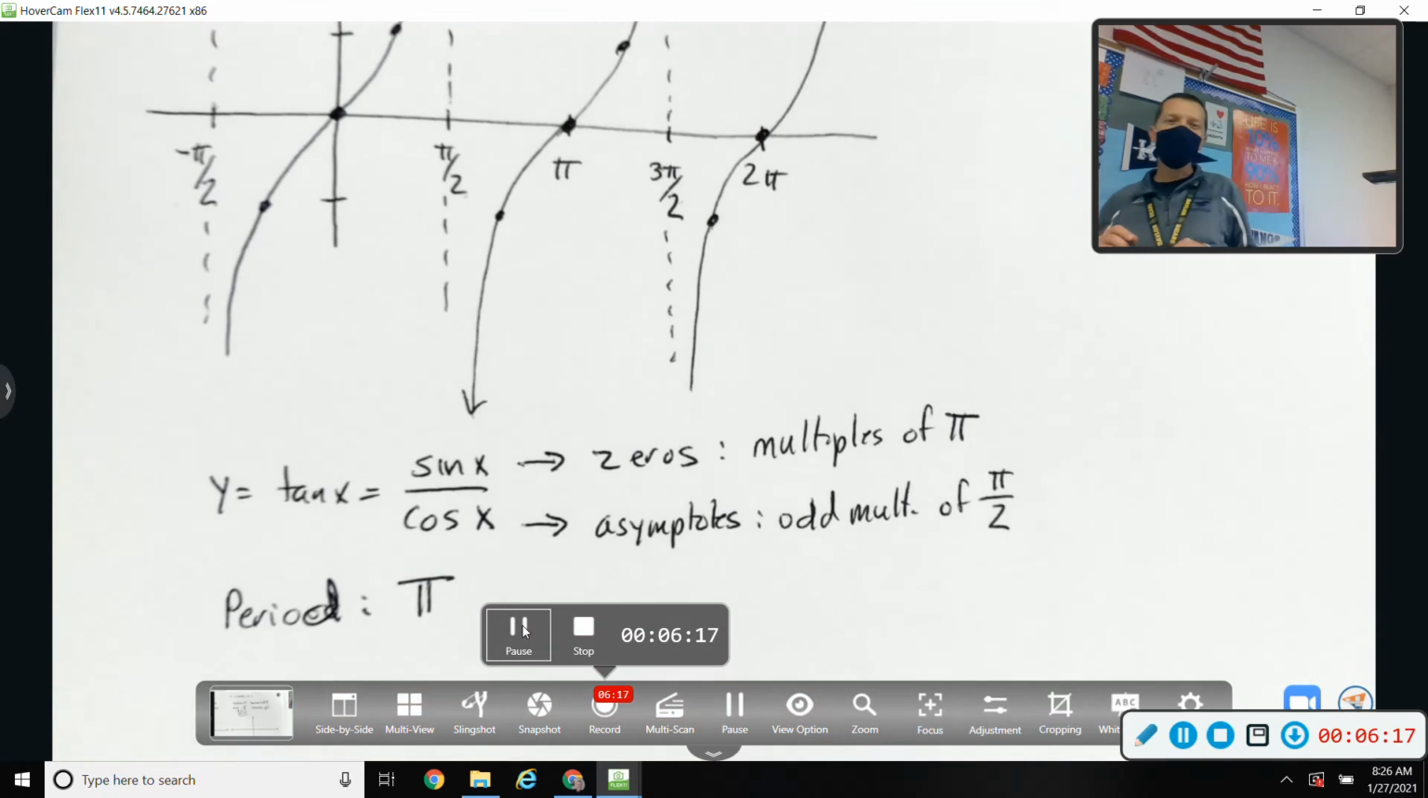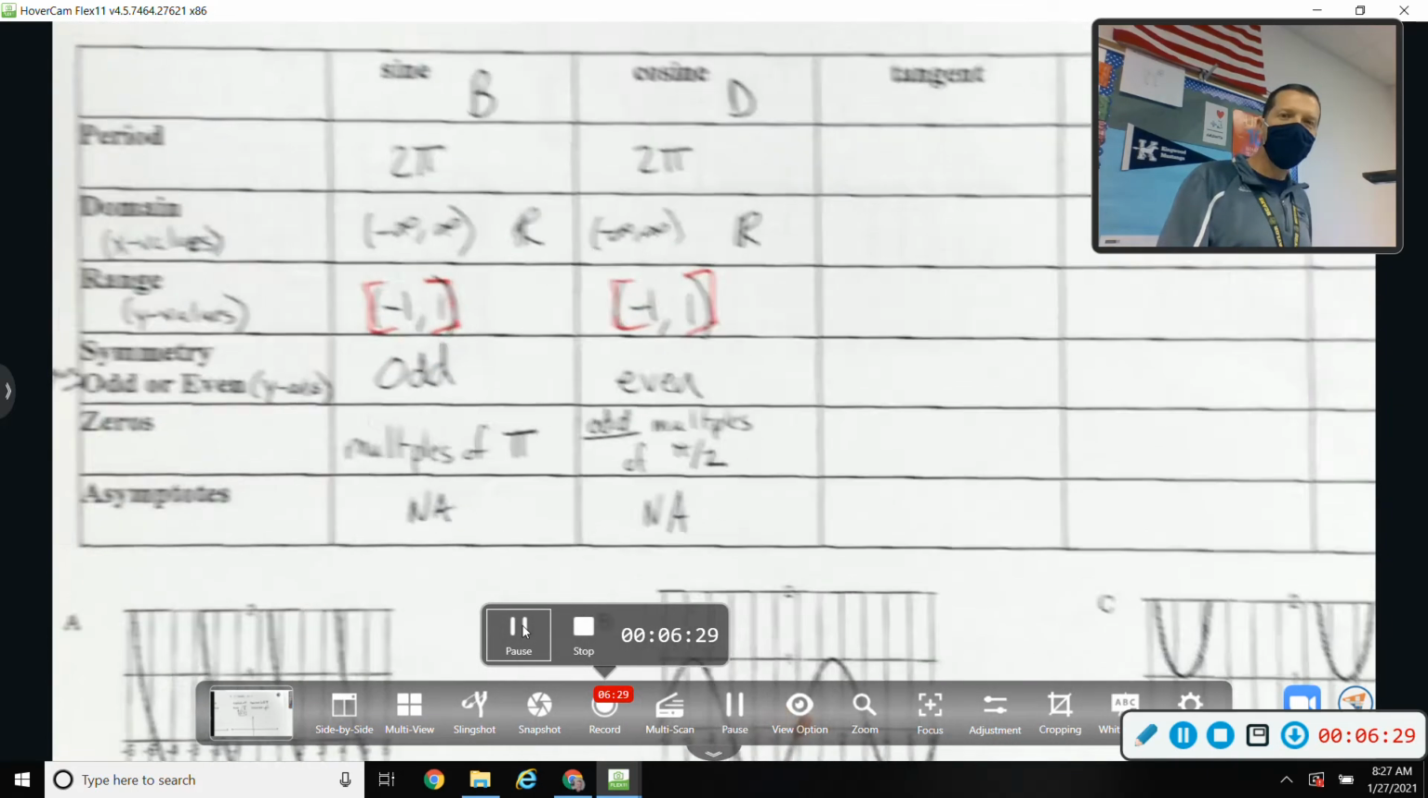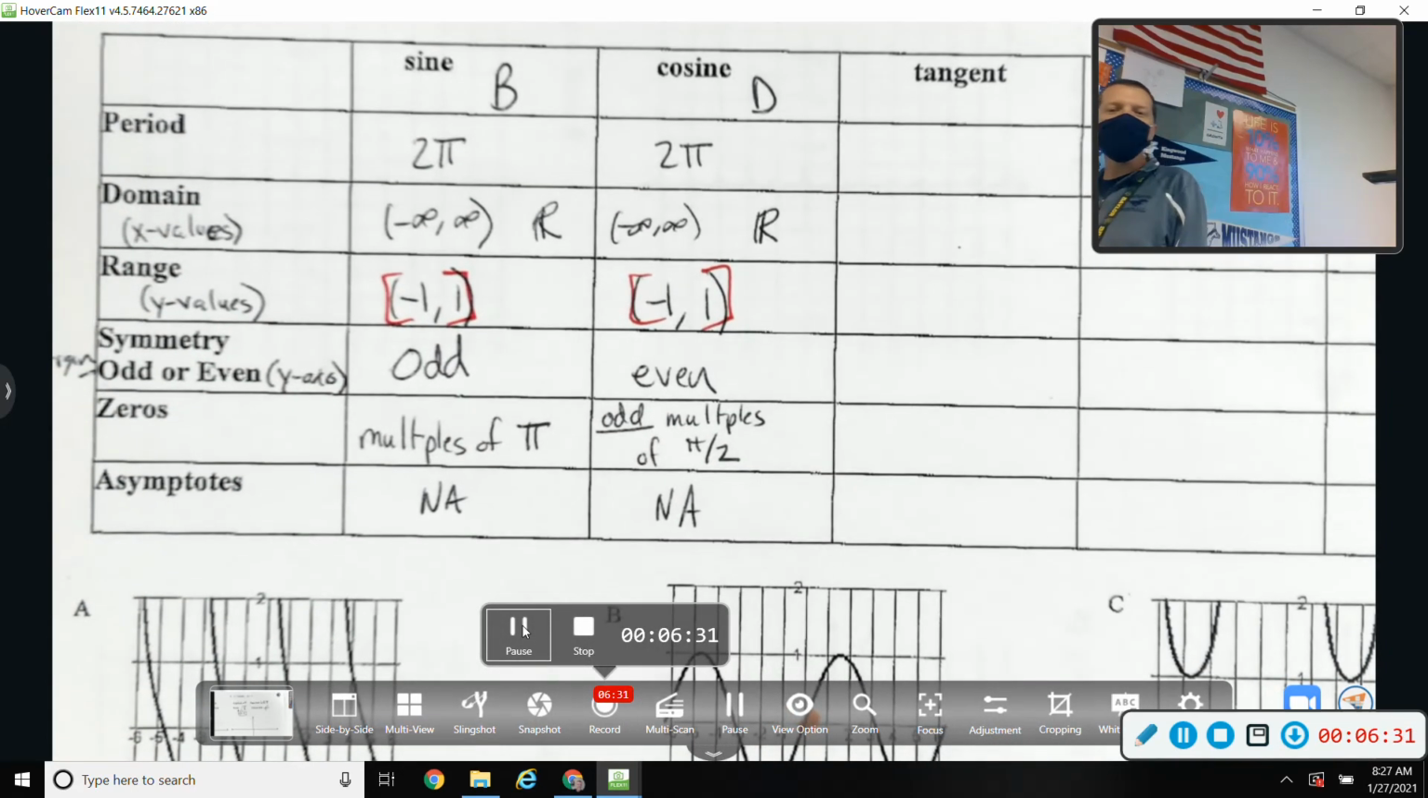So the period is 1 whole pi. Wait, why is it all pi on the graph? I don't know. All right, so grab this, the front. This is the packet we were working on. Now flip it to that front page.